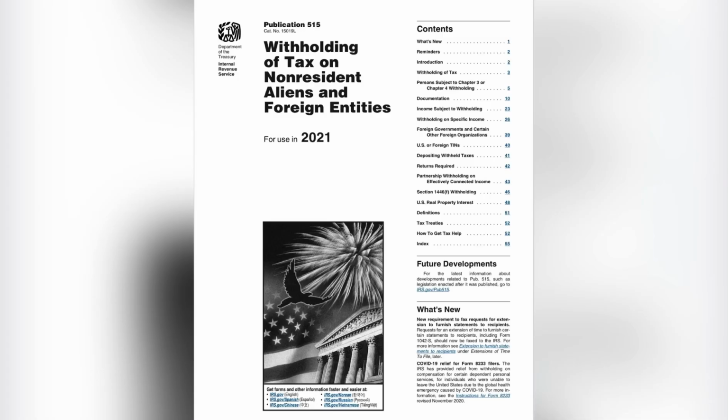Okay, let's switch it up a little bit and let's take a look at Publication 515. It's entitled Withholding of Tax on Non-Resident Aliens and Foreign Entities. And one thing that you must understand is that publications are not law. They are simply tax guides provided by the Secretary and the IRS to the taxpayer, and that's it.